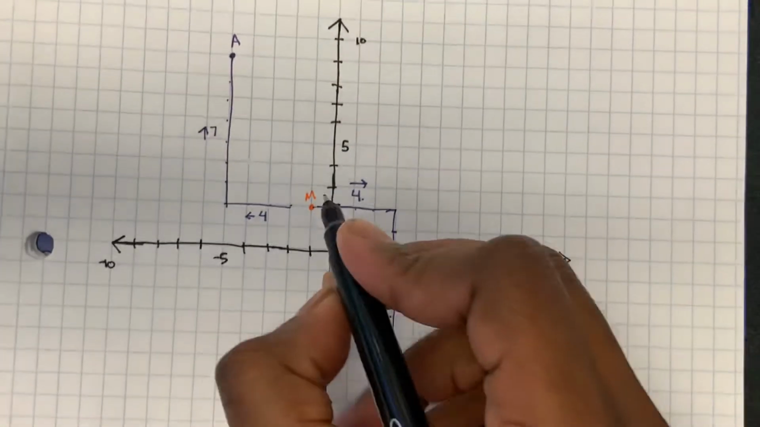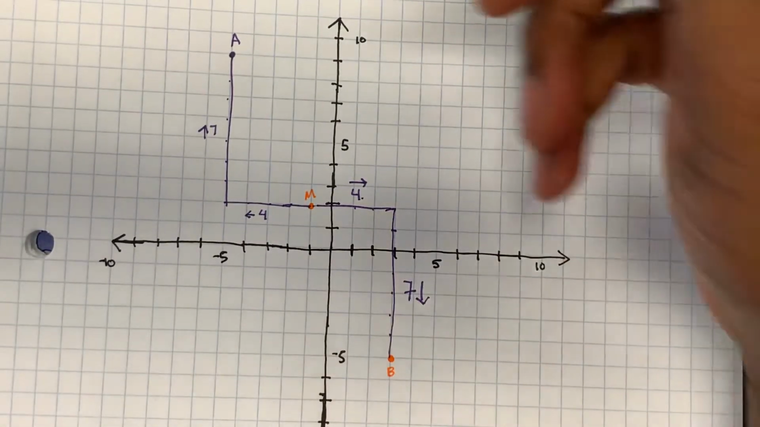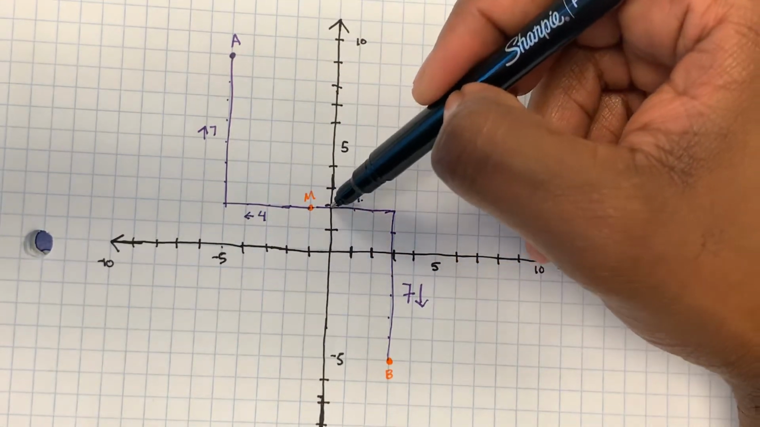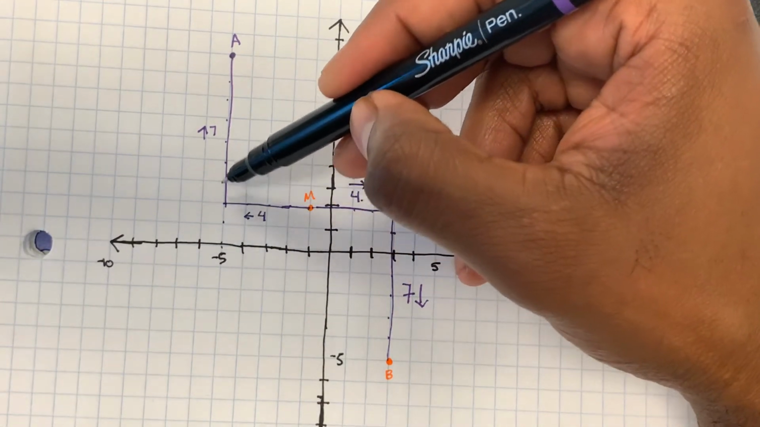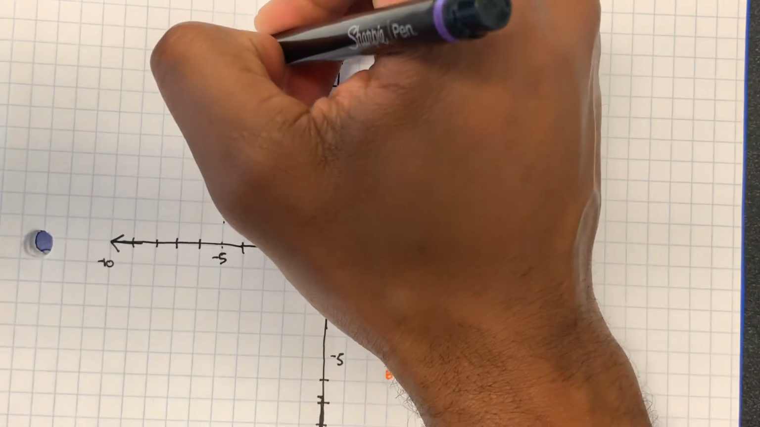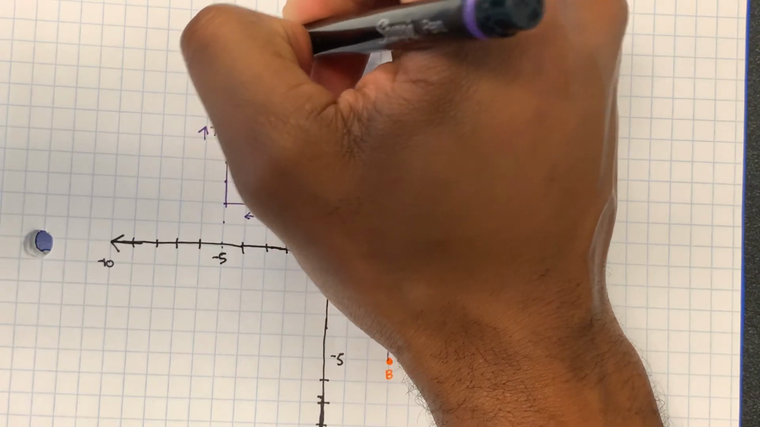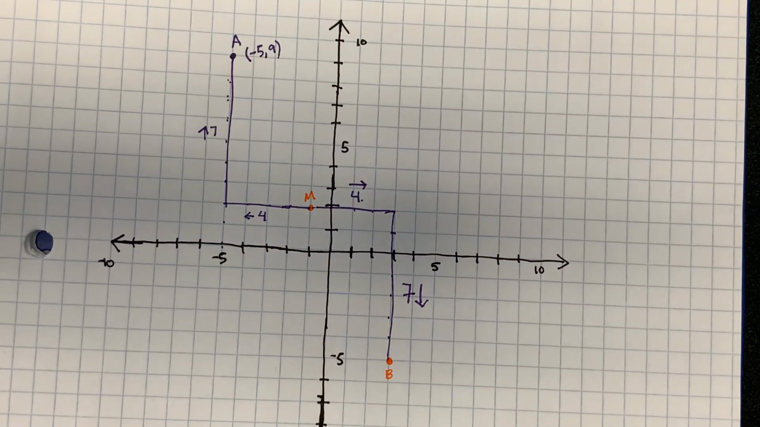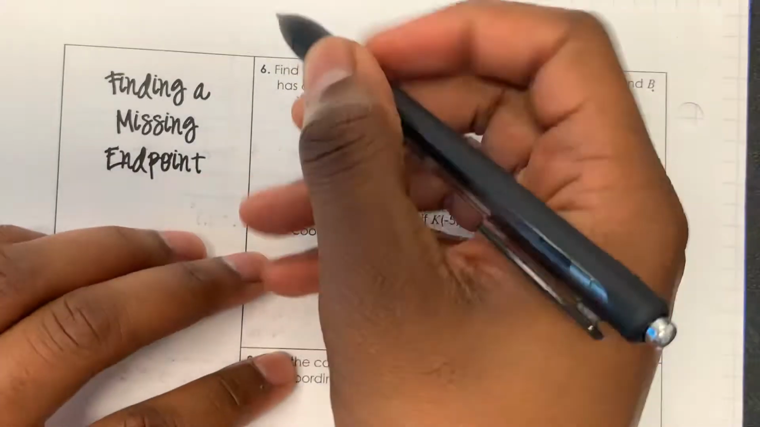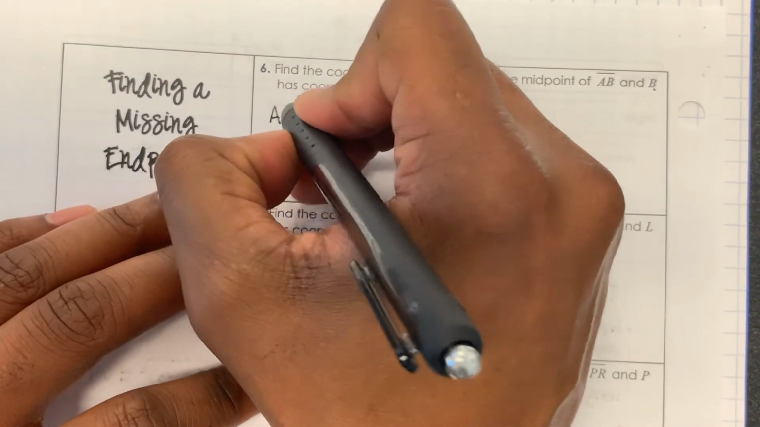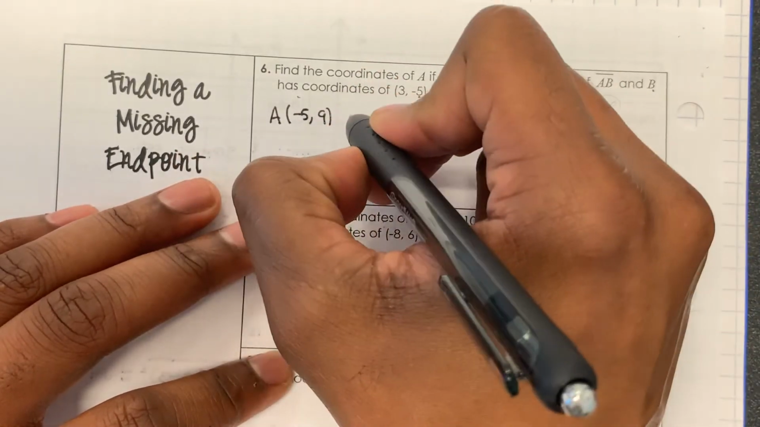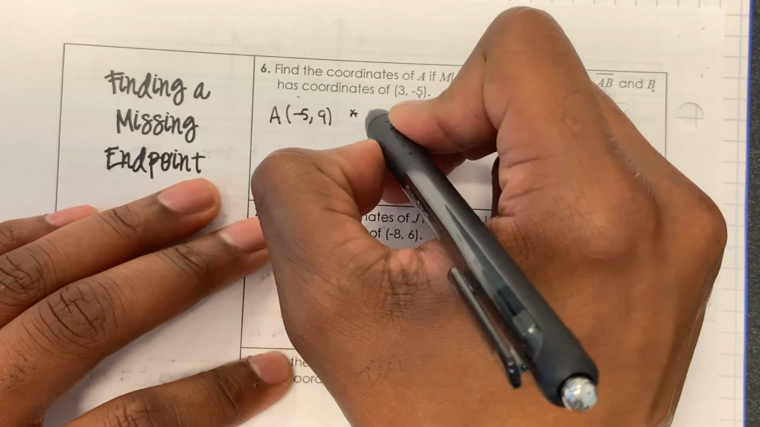And so then we just need to figure out what this XY coordinate is. So this is -5 and 1, 2, 3, 4, 5, 6, 7, 8, 9. So this coordinate is -5, +9. So for 6, we can say the coordinate for A is -5, +9. And we're going to put an asterisk and put done.